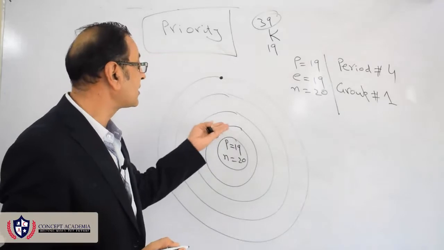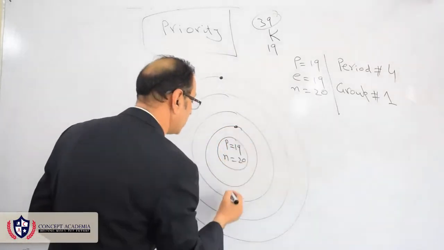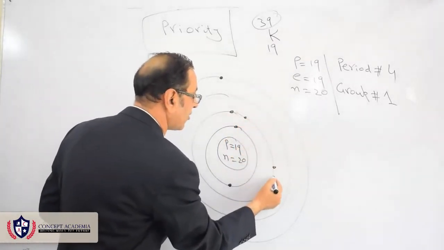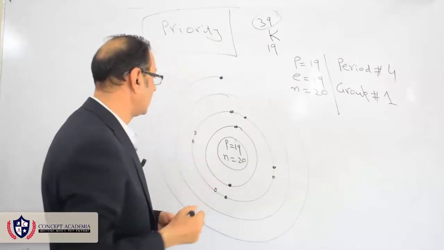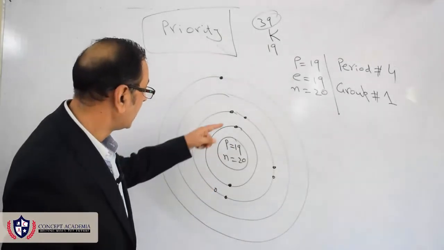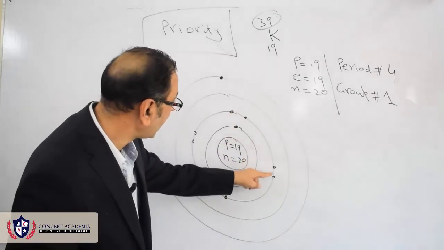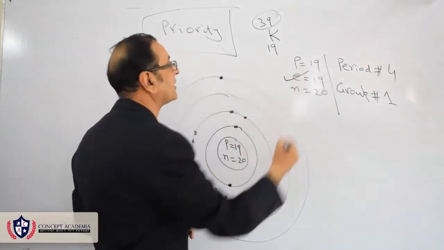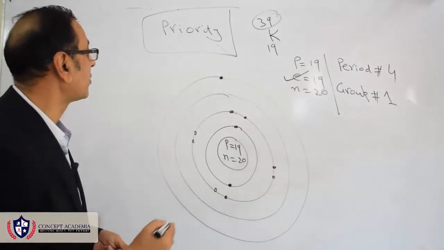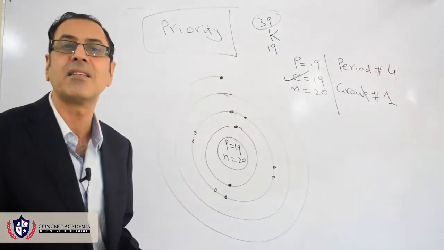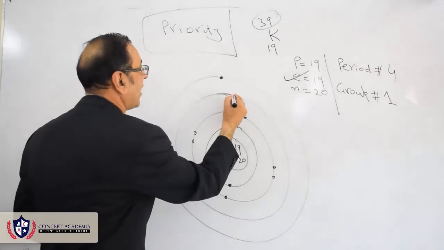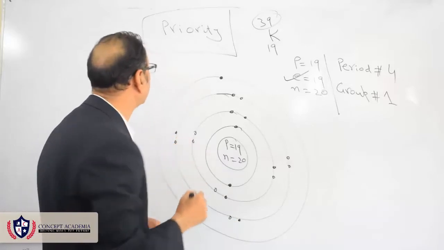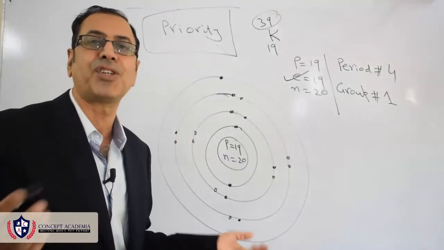Then the first shell can have a maximum of 2 electrons, and the second shell can have a maximum of 8 electrons. You can count the total number of electrons: 1, 2, 3, 4, 5, 6, 7, 8, 9, 10, and 11. We have to make 19 electrons. To make 19 electrons, the second last shell must have 8 electrons. If you draw the electronic configuration this way, you will not have any chance to make a mistake.